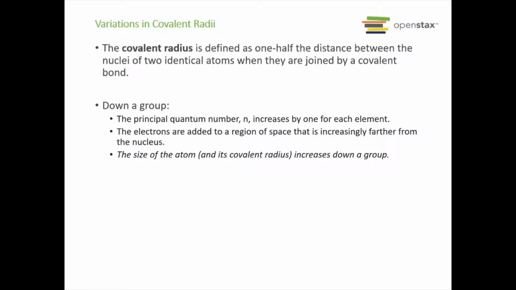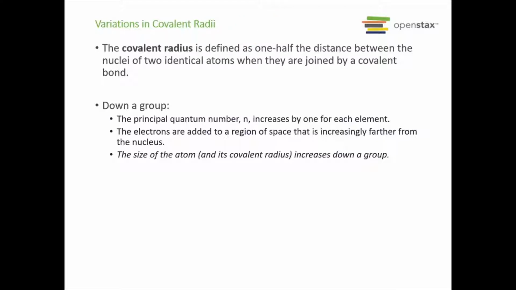So let's talk about a term called covalent radius. And this is 1/2 the distance between the nuclei of two identical atoms when they are joined by a covalent bond. So you have two atoms here, and they have nuclei. And we have this distance here. Half that distance is our covalent radius. All right, let's go ahead and erase that now.